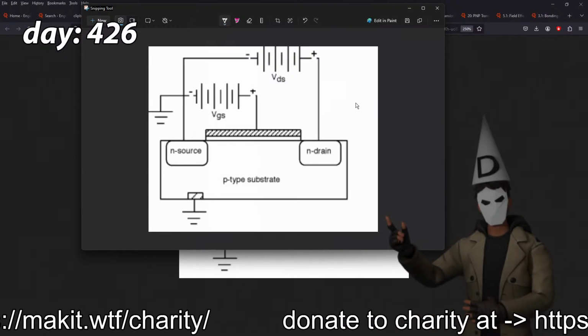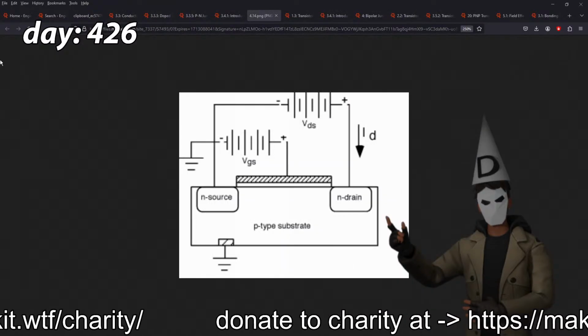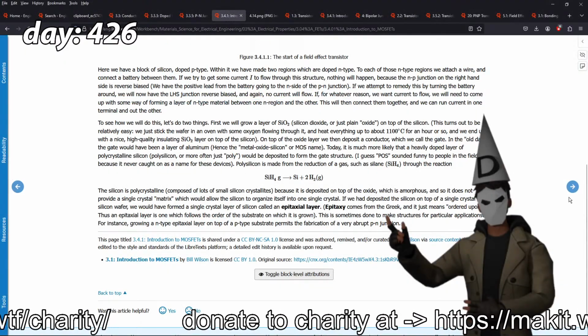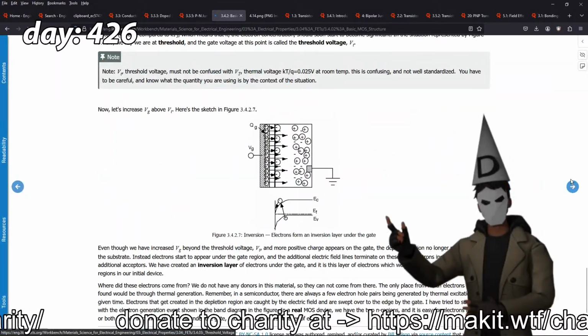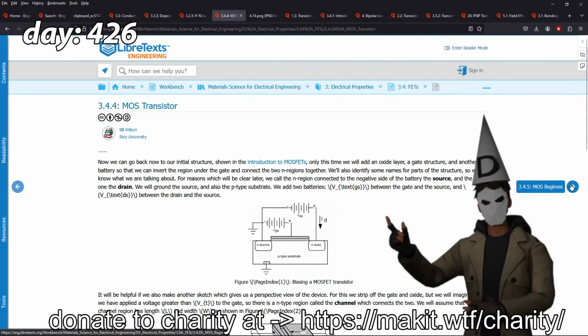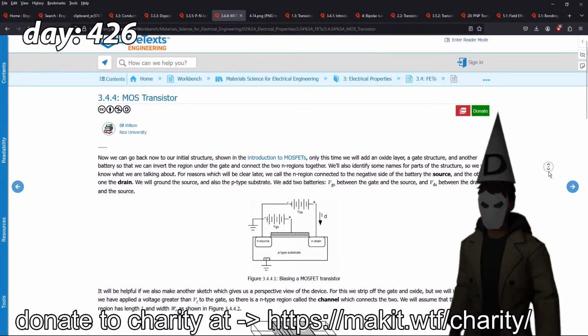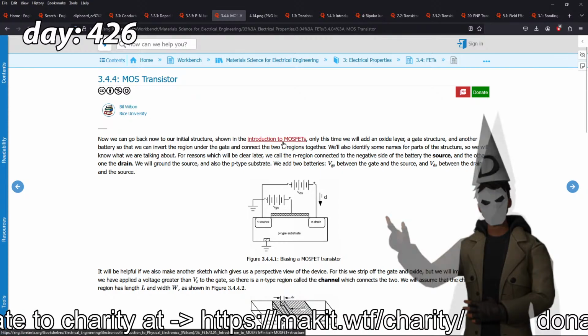Oh, so now that we are done with this spot-on explanation of how a MOSFET works, because this was MOSFET this entire time, right? So that's great. Now we understand how MOSFETs work, which basically means that the... Hold on, let me actually read this. I'm curious.